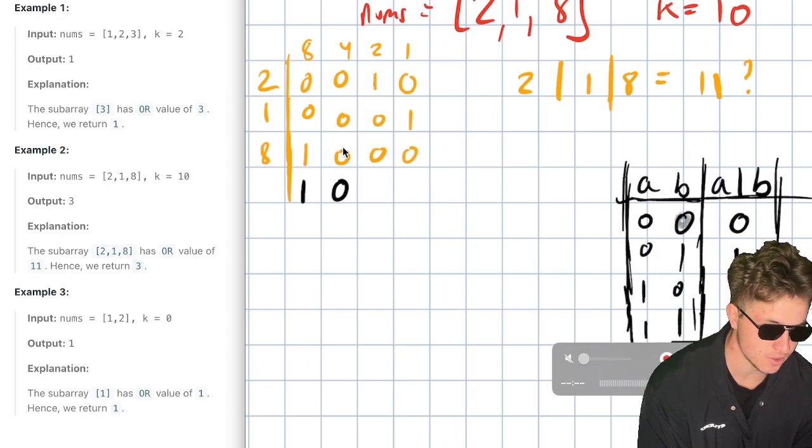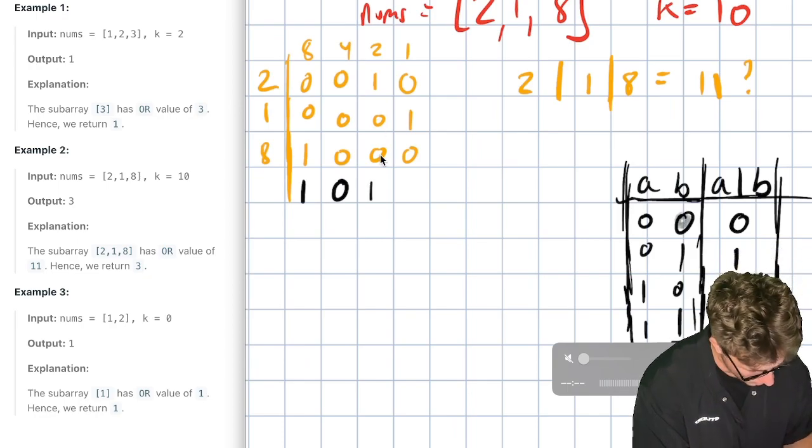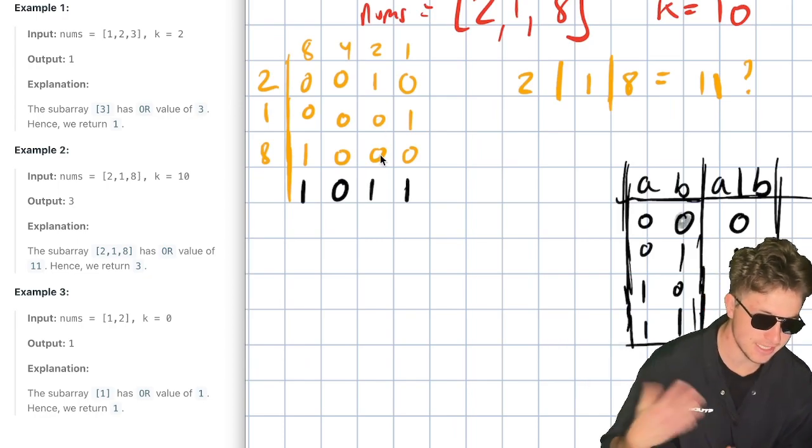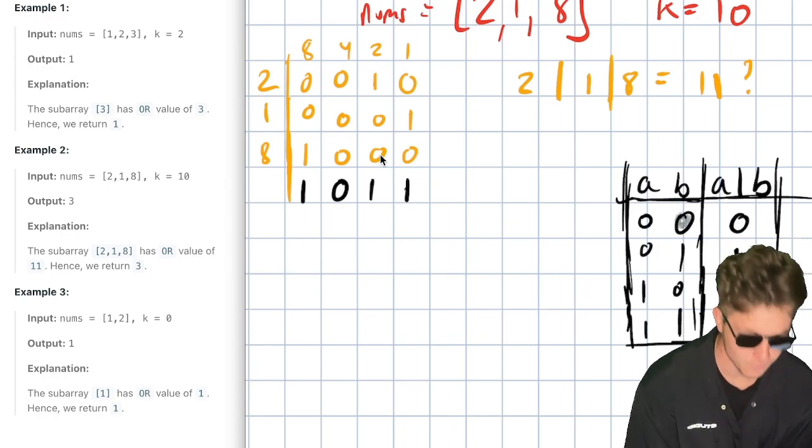0 or 0 or 0. Is one of them true? No. So the answer is 0. 0, 1 or 0 or 0. The answer is 1 because one of them is true. At least one of them is true. If at least one of them is true, then the answer is 1.